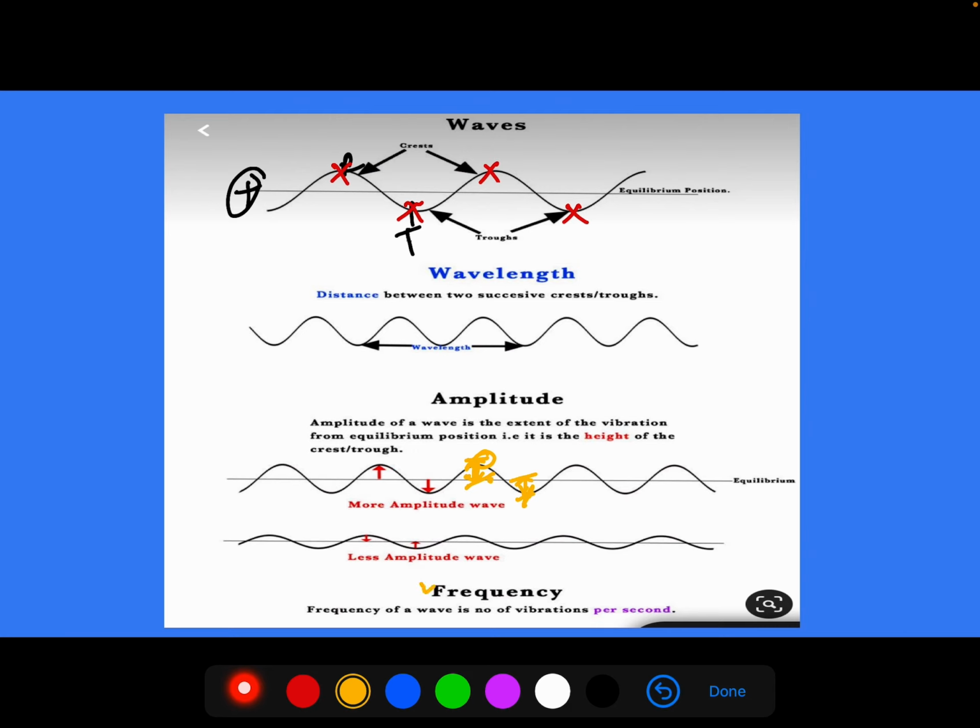Then comes the third term, frequency. Frequency of a wave is the number of vibrations per second. This is simply the number of waves happening in a second, or vibrations happening in a second. This is known as frequency.